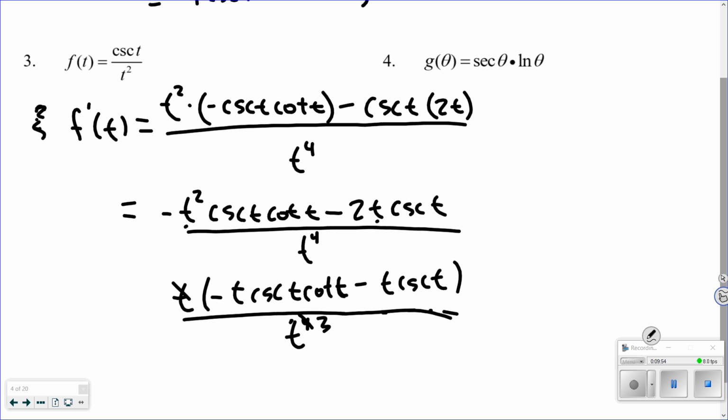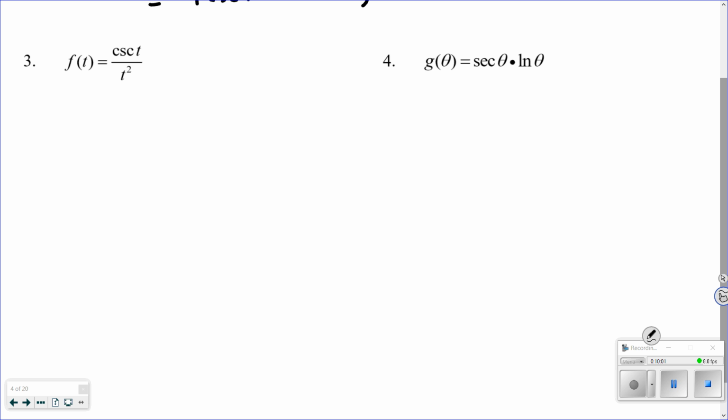Okay, number 4. I'm going to erase this over here so I can have a little more room to work. But number 4, I have g of theta equals secant of theta times the ln of theta. Again, those are multiplied together. So to take the derivative, I'm going to have to use the product rule. So g prime of theta is going to be equal to, I take the first, secant of theta, times the derivative of the ln of theta, plus the second, ln of theta, times the derivative of the first.